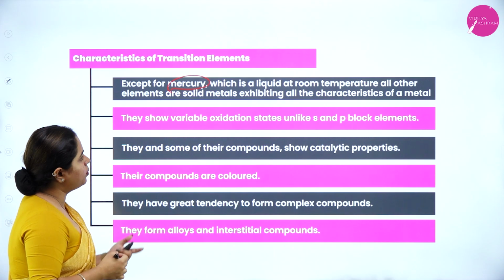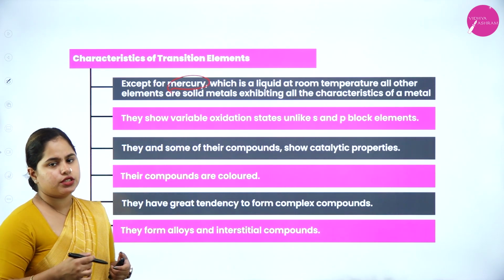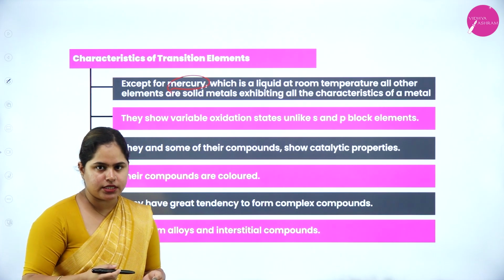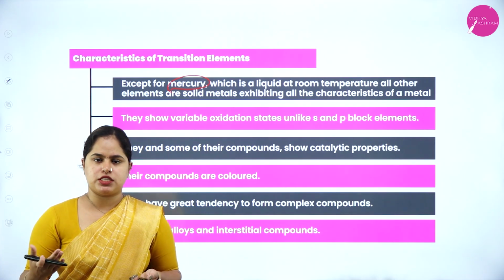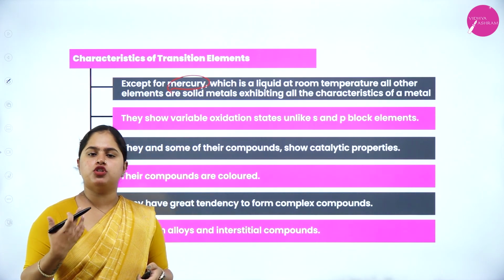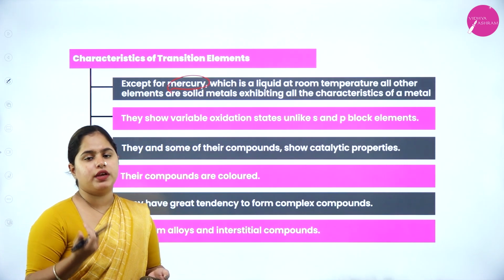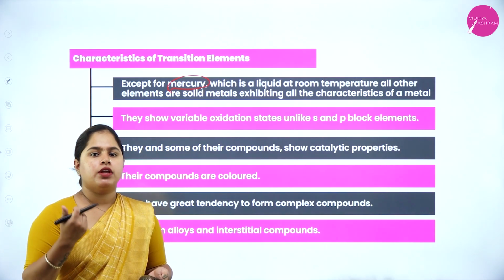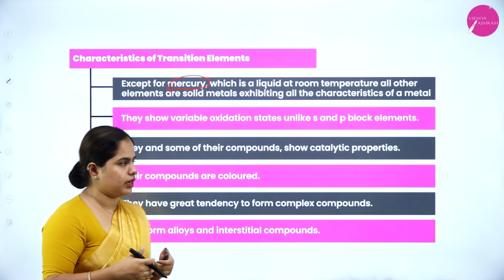Now, they show variable oxidation states unlike s and p block elements. Many oxidation states can be shown by d block elements. S block elements generally show only two oxidation states, +1 for the first group and +2 for the second group. In the same way, p block elements also do not show variable oxidation states. But coming to d block elements, they show variable oxidation states. The discussion of variable oxidation states we will do in the upcoming classes.